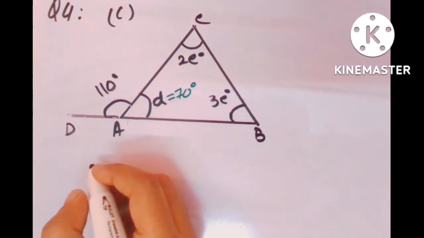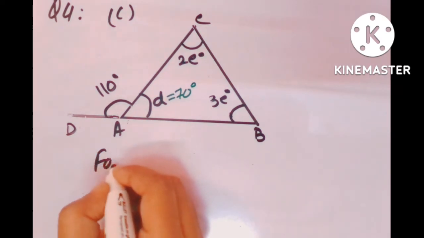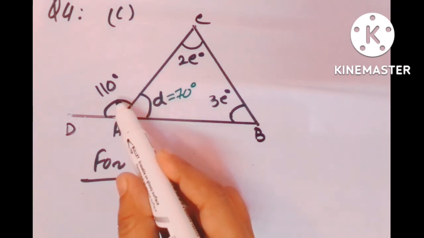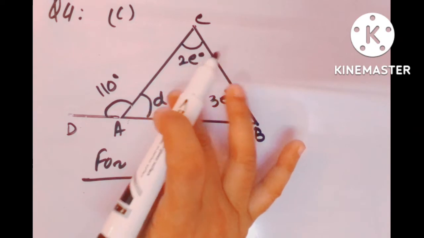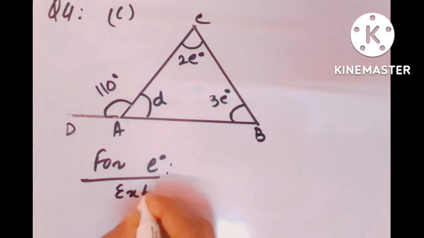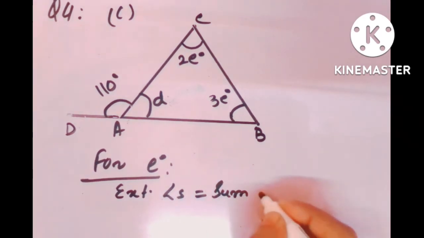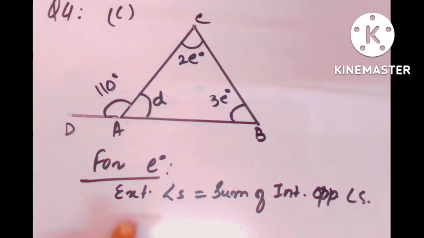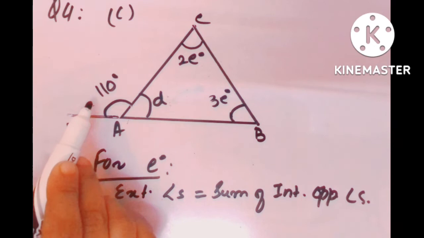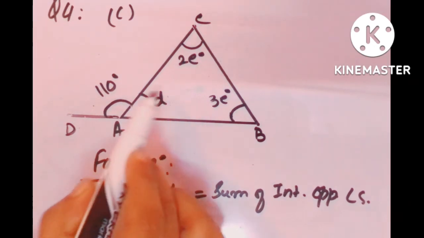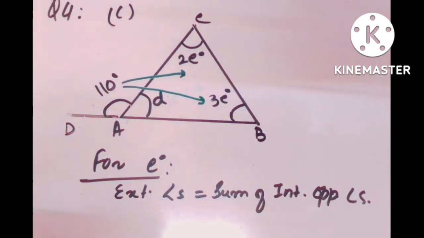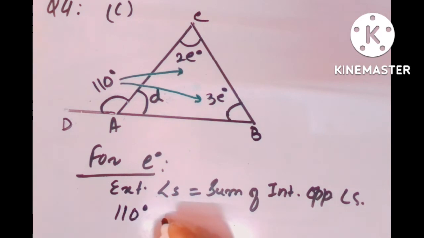Now method number 2. For method number 2, if we find E first, we can say 2E and 3E are the interior angles, and 110 degree is an exterior angle of these two angles. So we can say the exterior angle is equal to the sum of the interior opposite angles. That is the statement. The exterior angle is equal to the opposite angles, the interior opposite angles. If you can see, 110 degree is exactly opposite to 2E and 3E. So the statement will be 110 degree is equal to 2E plus 3E degree.